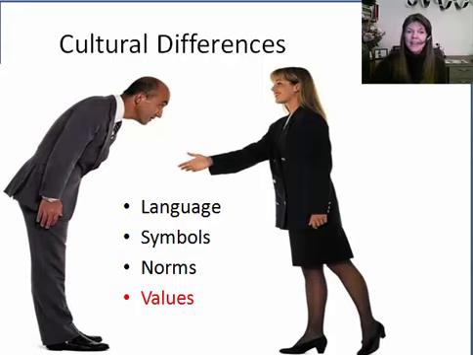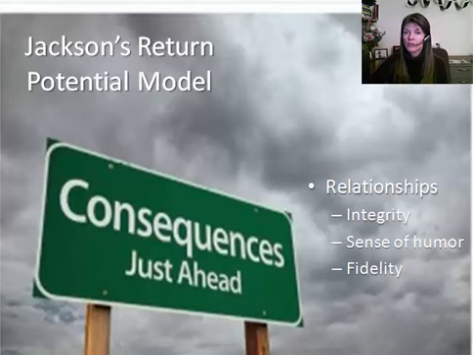All right, so the last cultural difference we're going to look at is values. Now, values reflect what is considered meaningful or important in a culture. And we're going to begin by looking at Jackson's model regarding values in a culture.